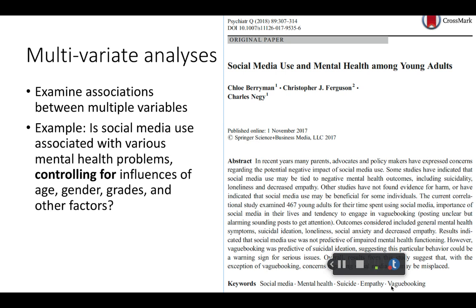This article by Berryman and her colleagues is available as optional reading for you in Moodle. And in this study, the authors examine associations between multiple variables. They're interested in whether social media use is associated with various mental health problems, controlling for the influences on mental health problems of age, gender, grades, and other factors.